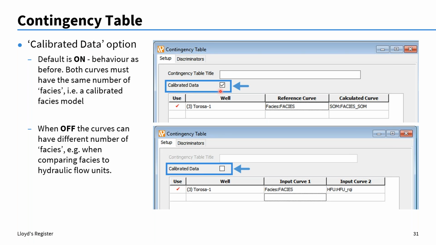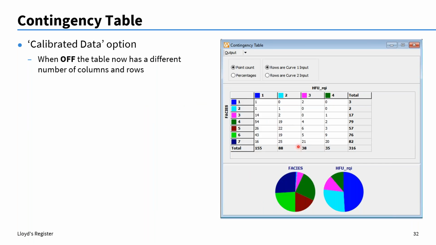you're saying that both of the curves that you're comparing have the same number of facies. But if you have it off, you're saying that the curves that you're comparing have a different number of facies. For example, when you're comparing facies versus the hydraulic flow units. And here's just an example of comparing 2 curves with different values in each of them. In here we have the facies curve, which has 7 data points, and in here we have the hydraulic flow units that only has 4 data points on it.